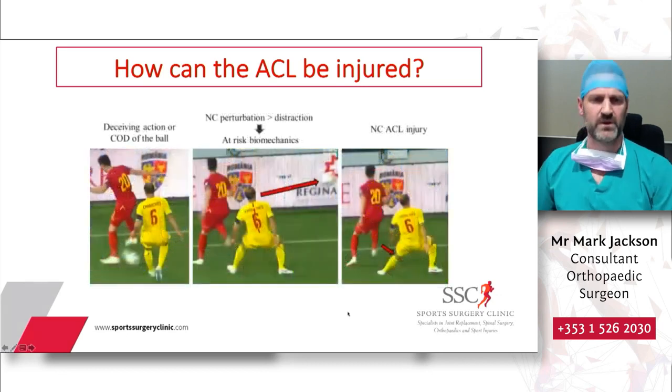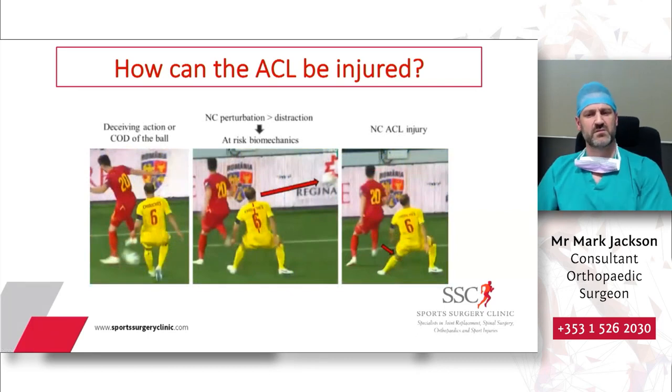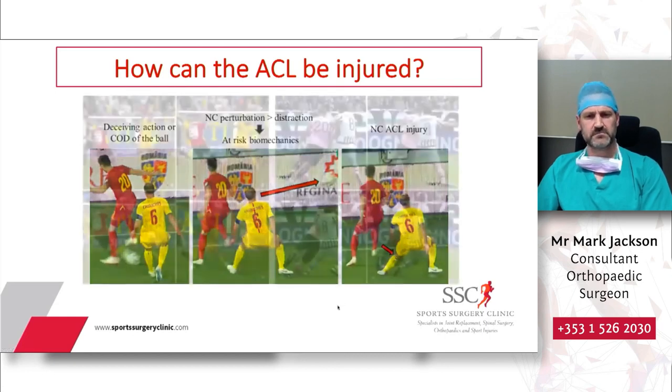Another example here, which is completely without contact, which is perhaps the commonest mechanism that we see. So this yellow kitted individual, player number 6, is planting his left foot and he is being deceived. The player has kicked the ball out to the side, which he wasn't anticipating. The left foot gets planted, the knee buckles in, and the cruciate ligament tears.